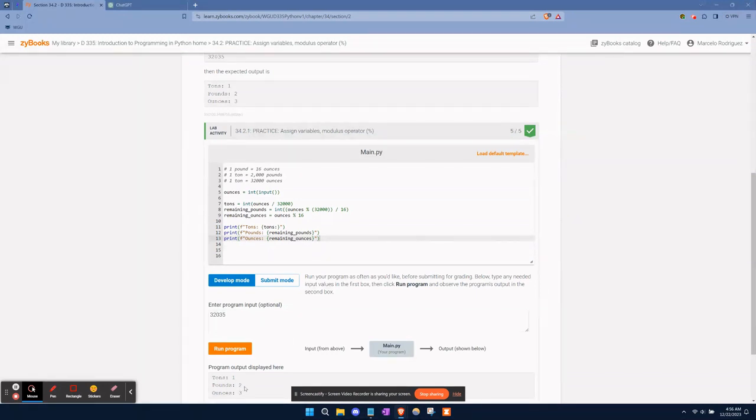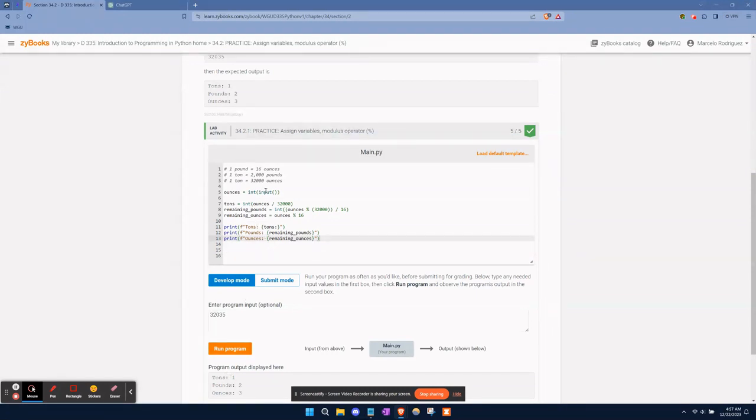There's 16 ounces in a pound. So 2 pounds is 32 ounces. So subtract 32,000 and 32 from this number, and you have 3 ounces left. You're essentially just subtracting however many ounces go into tons, how many pounds you can get from the remaining ounces, and how many ounces are left, right? That makes sense, I think.